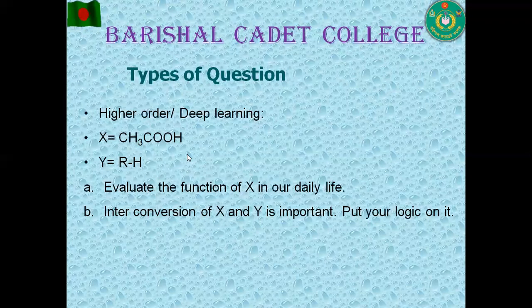Next is the higher order, deep learning question. Evaluate the function of X in our daily life. X is acetic acid. 4 to 10% acetic acid is called vinegar. It is used as a preservative and in pickles for preserving. Interconversion of X and Y is important because sometimes we need the acid, sometimes we need the alkane, for our requirement. For this reason, it is very important.